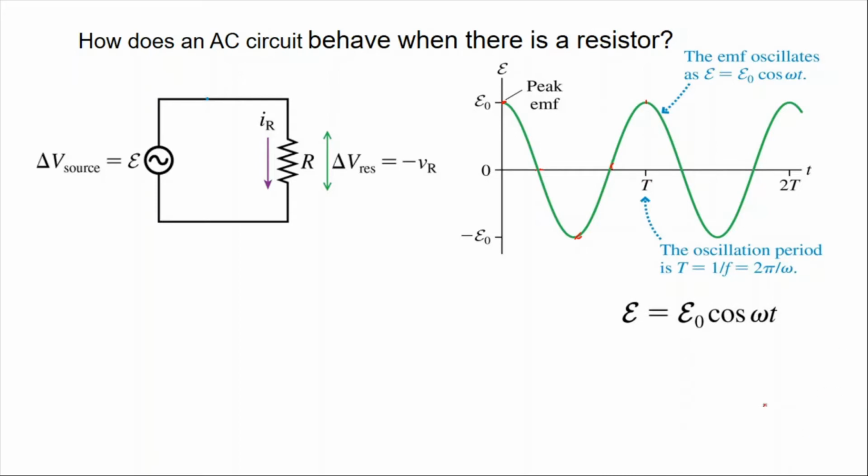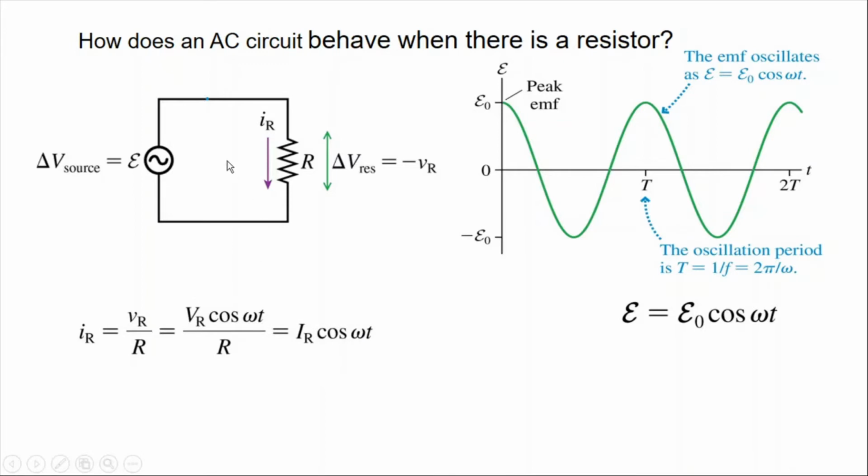The change of the voltage is a cosine function. It is equal to E0 cosine ωt. This E0 is the Emax, the maximum value of the voltage. Sometimes we show it with E0, sometimes Emax, sometimes we will show it with VR.